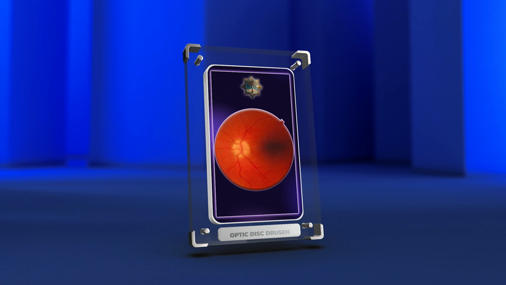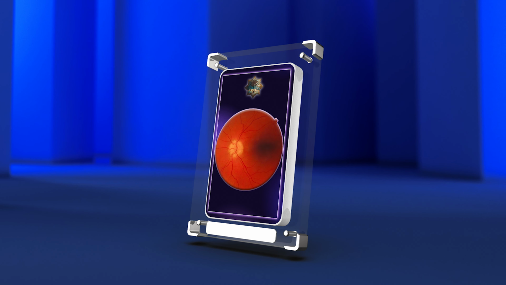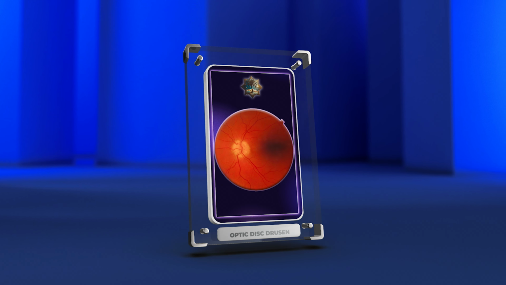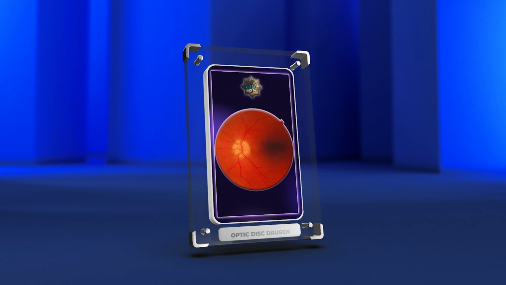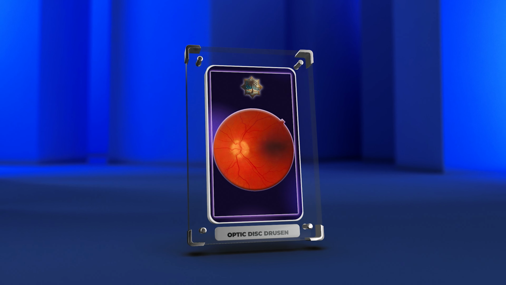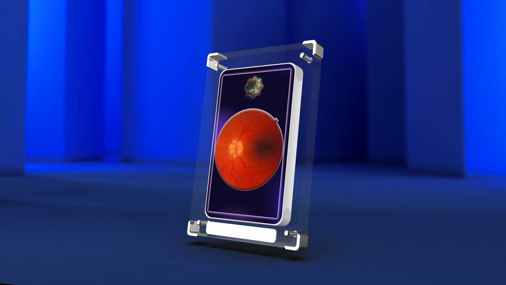In conclusion, optic disc drusen is a complex condition characterized by calcified deposits in the optic nerve head. Diagnosis involves visual field testing and imaging. Management focuses on monitoring and addressing complications. Exciting research may lead to improved treatments.